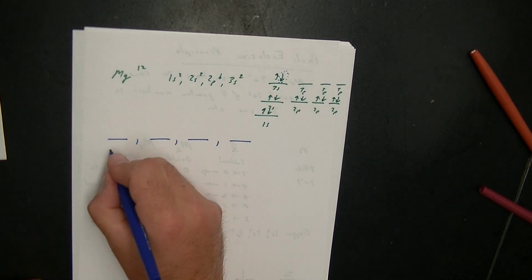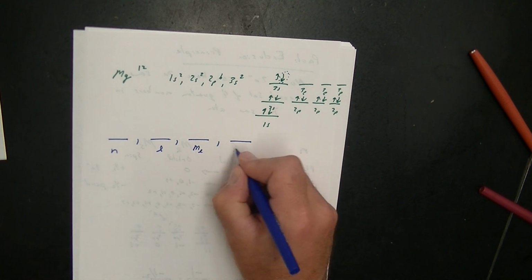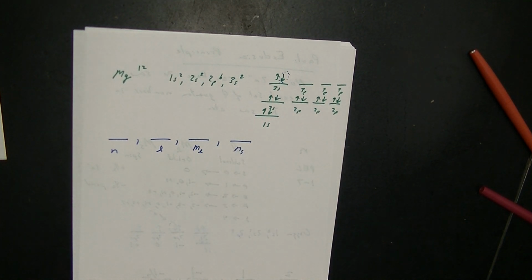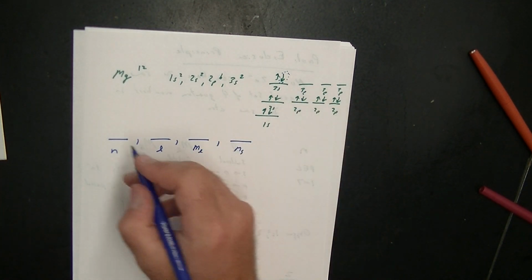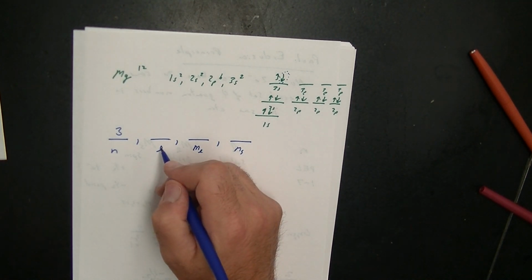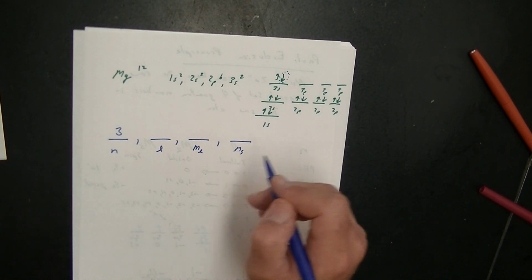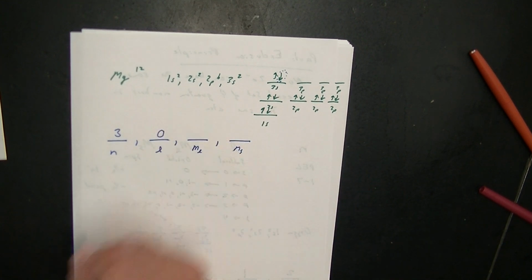So this is N, this is L, this is ML, and this is MS. All right, let's start with N. N is the principal energy level, so this would be 3. L tells us what type of orbital we're in. Well, we're in an s orbital. Okay, so an s is 0.